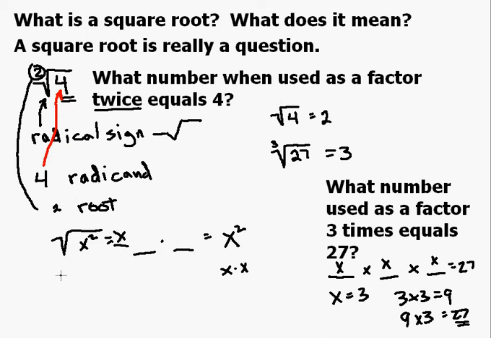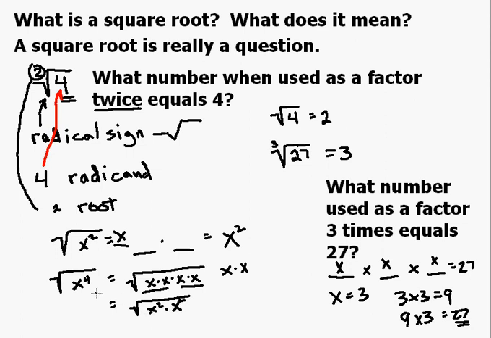It would be x. What if I asked you for the square root of x to the fourth? Well, x to the fourth, think about this, that's using x as a factor 4 times. Once, twice, 3, 4. Well, this is the same as, here's twice, here's twice. So in effect we have x squared times x squared. Well, what's used as a factor twice to get x to the fourth? The answer would be x squared.